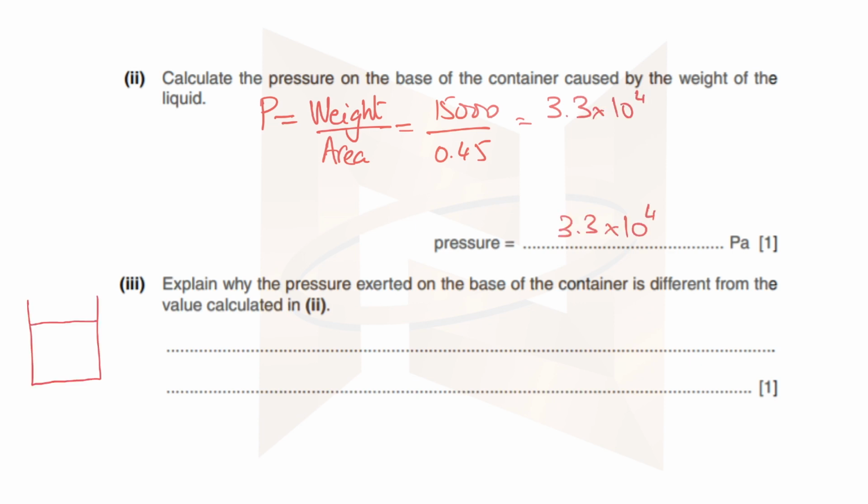The next part says explain why the pressure exerted on the base of the container is different from the value calculated in 2. Well, the reason is that you have simply calculated the pressure due to this water acting at this base. But you've completely ignored the fact that there will be some atmospheric pressure which is acting from the top, and that is the answer. Which is that atmospheric pressure will also add to the pressure acting at the base of the container.